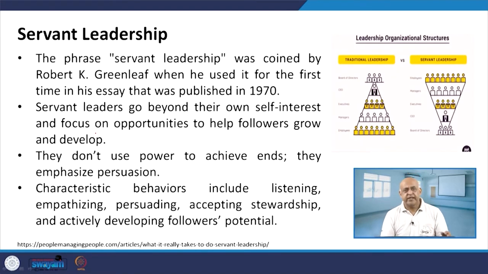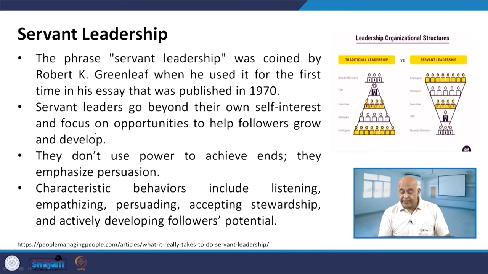After authentic leadership, we will talk about servant leadership. The phrase servant leadership was coined by Robert K. Greenleaf when he used it for the first time in an essay that was published in 1970. Servant leaders go beyond their own self-interest and focus on opportunities to help followers grow and develop. They do not use power to achieve ends. They emphasize persuasion, right? So, here you will find traditional leadership versus servant leadership.